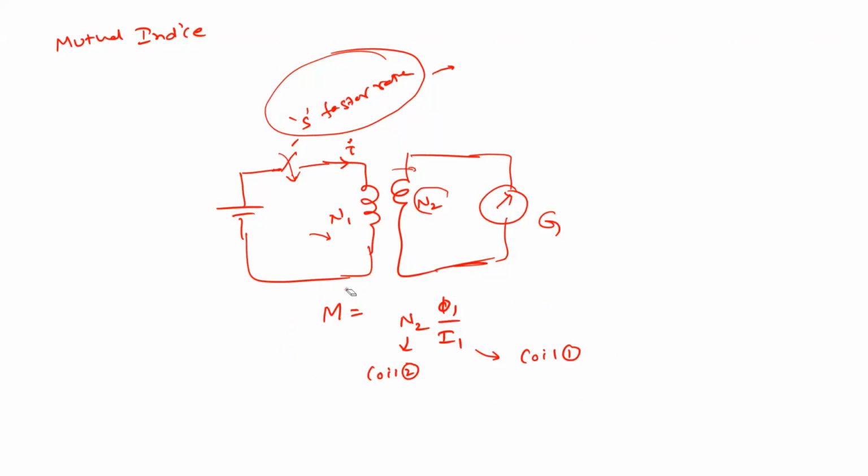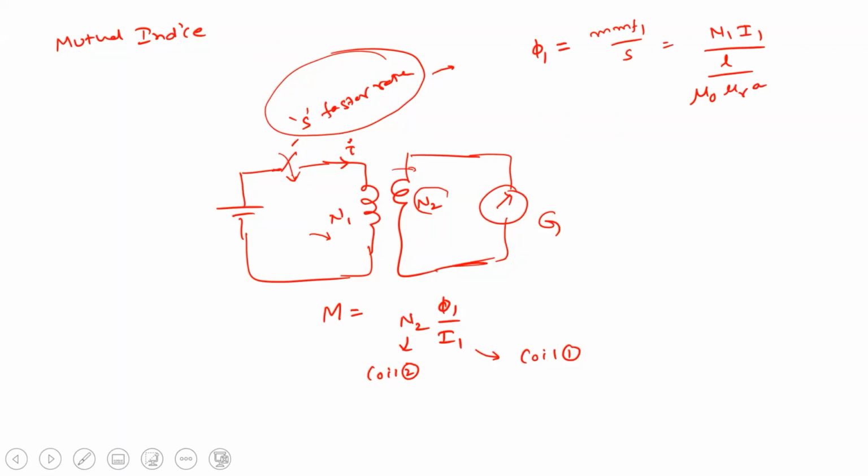So here we can define this. How to define this phi 1? So phi 1 is MMF by S, the MMF of the first coil by S. So N1 into I1 is the MMF, and S is L by mu naught mu R A. So substitute it here. This is N1 I1.